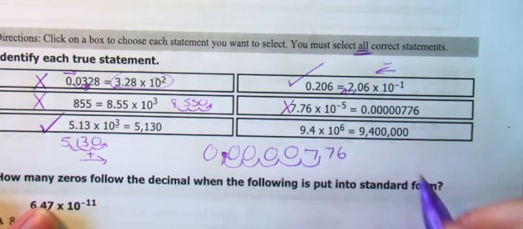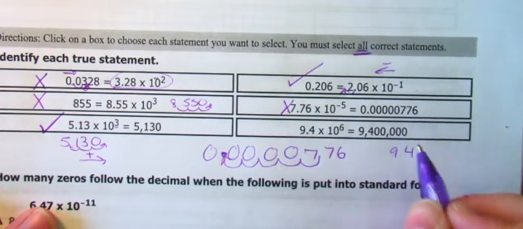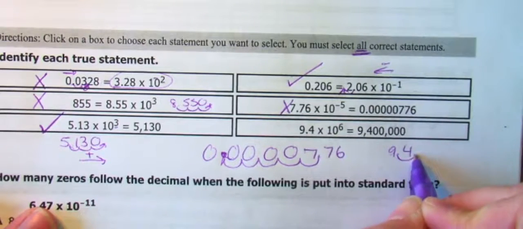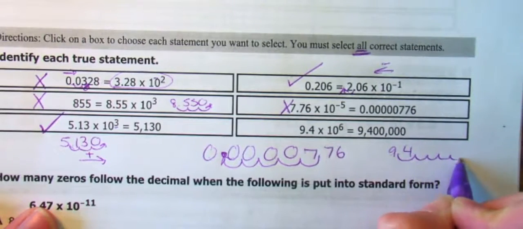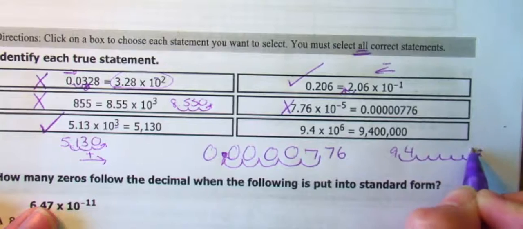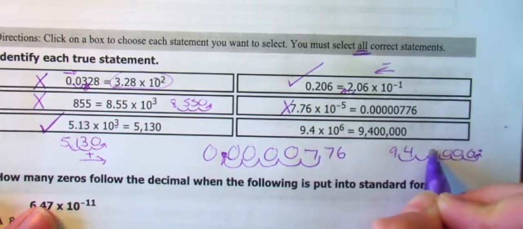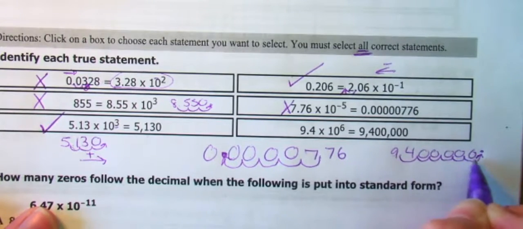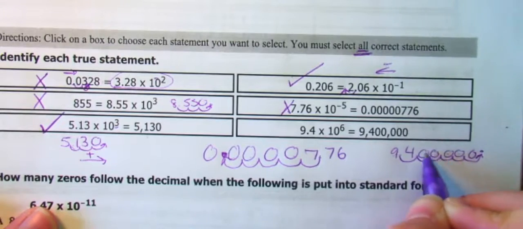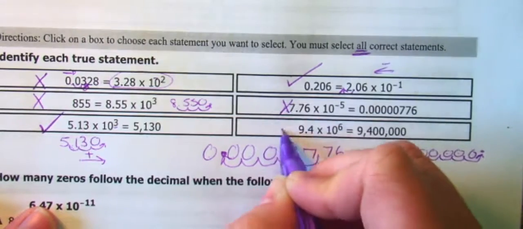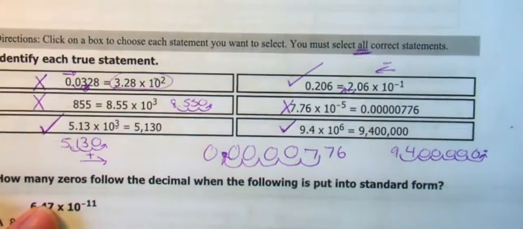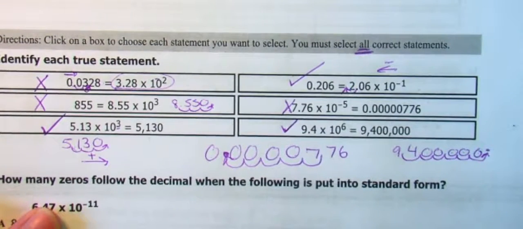So let's try this last one. 9.4. It says a +6. I'm going to move positive. 1, 2, 3, 4, 5, 6. Fill in my empties with zeros. And that means I need a total of 5 zeros. 1, 2, 3, 4, 5. So that one works as well. So those should be our 3 correct answers.